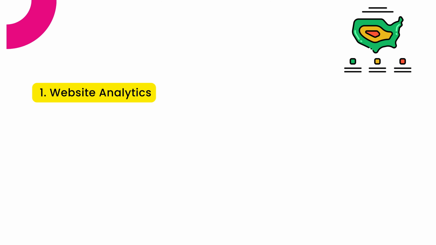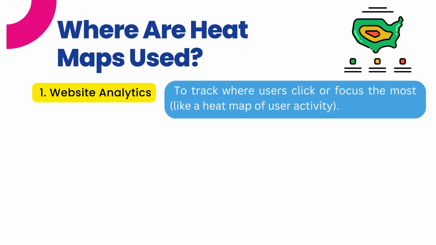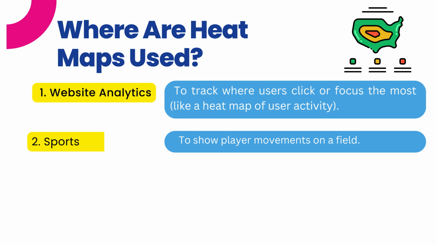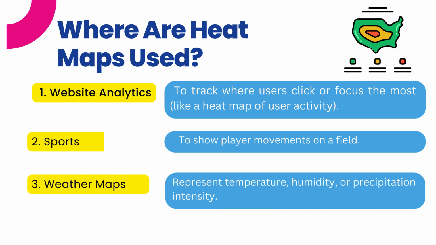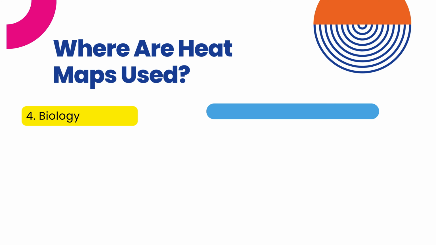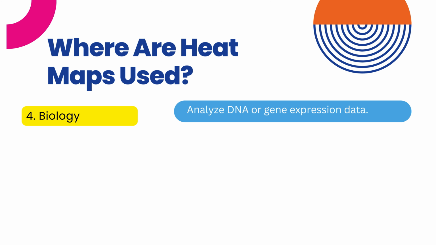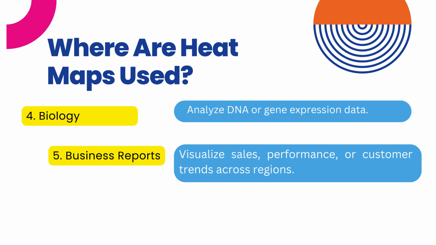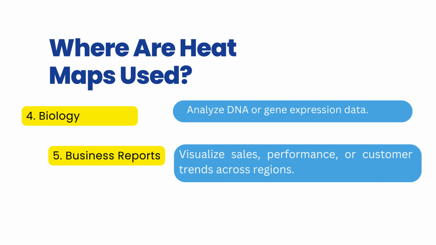Where are heat maps used? 1. Website analytics. To track where users click or focus the most, like a heat map of user activity. 2. Sports. To show player movements on a field. 3. Weather. Maps represent temperature, humidity, or precipitation intensity. 4. Biology. Analyze DNA or gene expression data. 5. Business reports. Visualize sales, performance, or customer trends across regions.